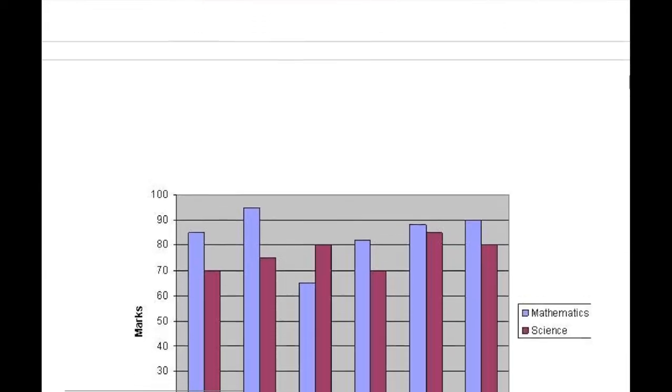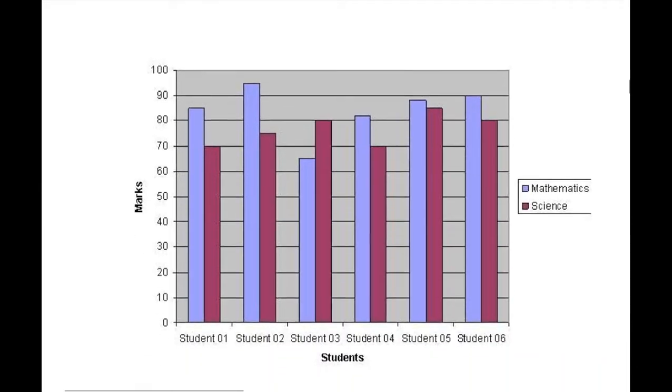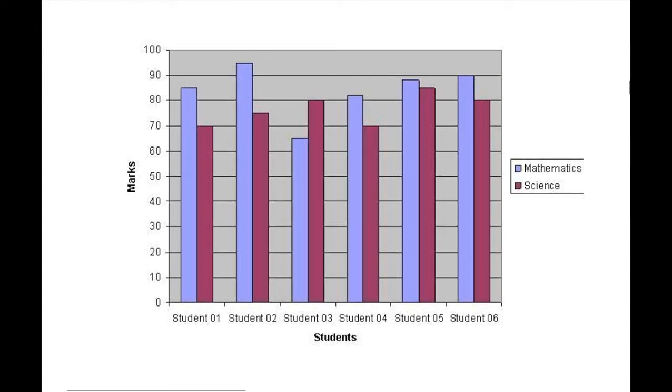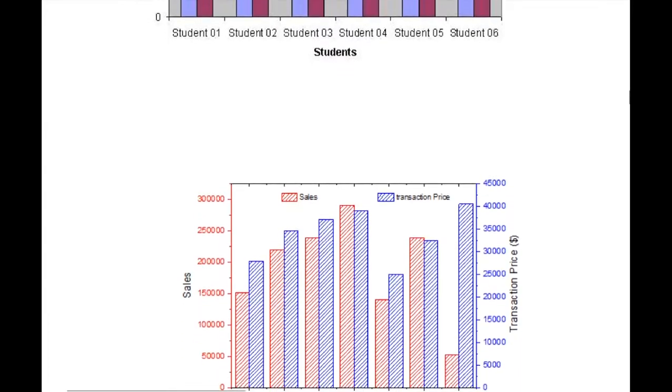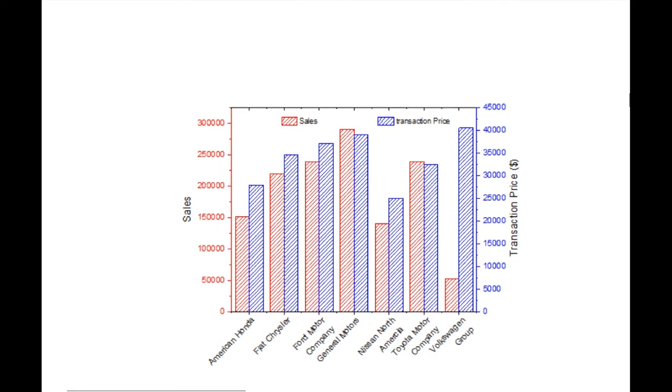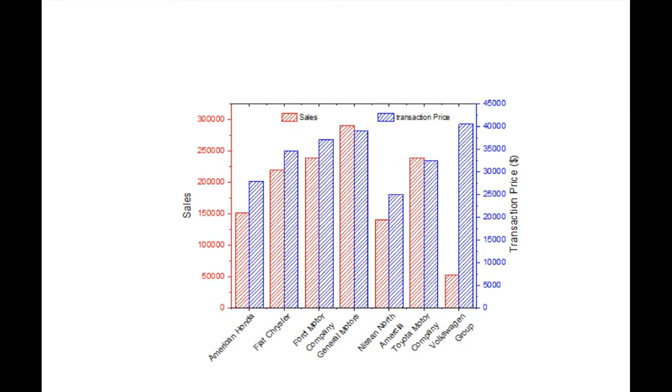Moving on from bar graphs, we're going to be looking at double bar graphs. This is looking at marks in math and science for students. Looking at another set, we're looking at the sales and the transaction price. So basically the price of vehicles as well as the number of sales that they've done, looking at different motor vehicle brands.